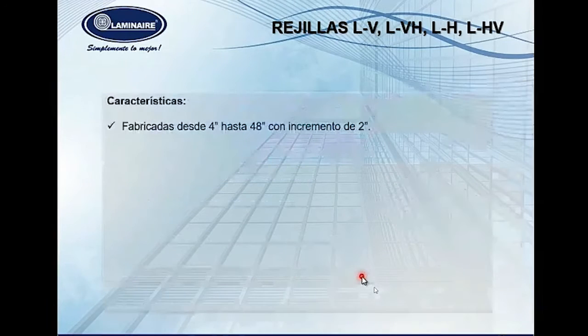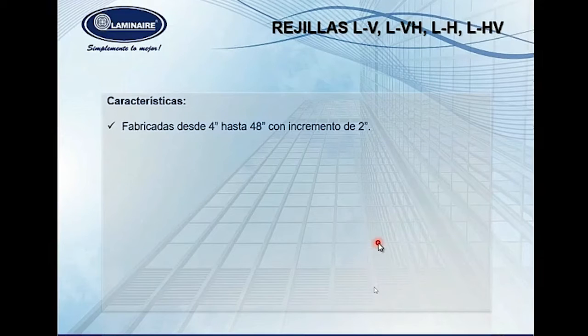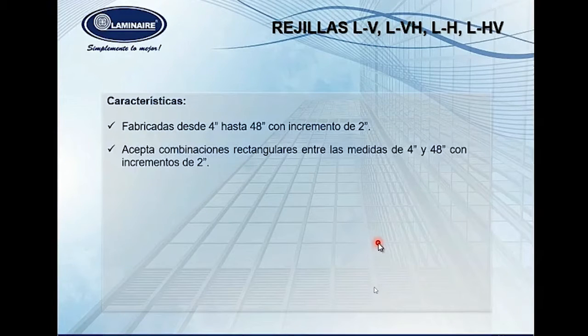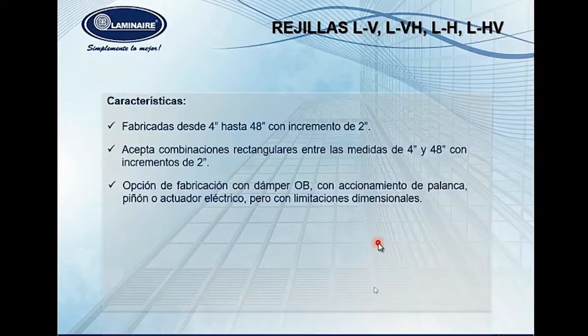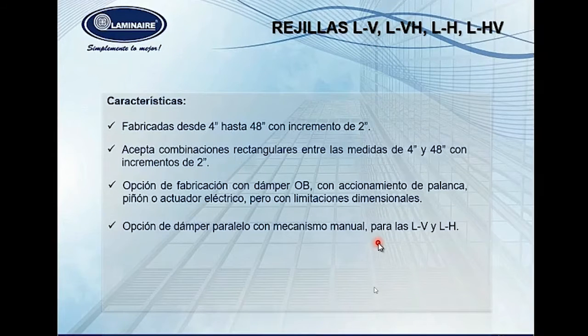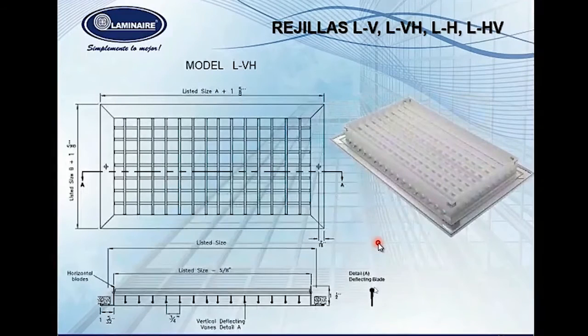Features, characteristics: they could be manufactured in measures from 4 inches up to 48 inches, increasing every 2 inches. It accepts all the combinations, rectangular combinations. It measures 4 inches up to 48. They can also have the damper OB. And right here, we see the characteristic of the grids or the screen.